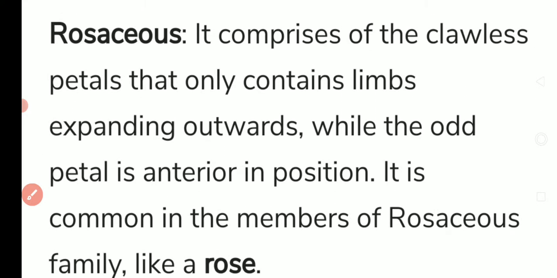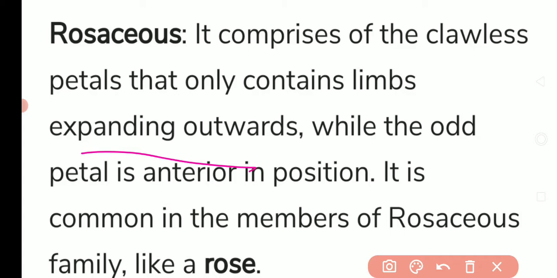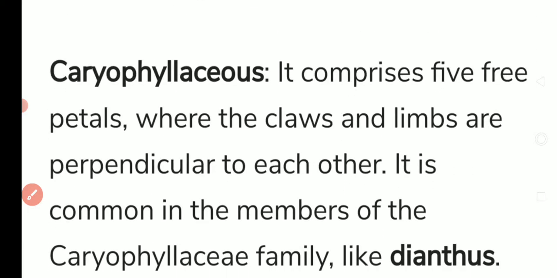Rosaceous, the petals don't have claws, they only have the limbs. Remember the image of the shape of the petal was the claw and the limb. Here they don't have a claw, they have only the limb, and they expand outwards. And the odd petal is anterior in position. So we find this in the rosaceous family, like the rose.